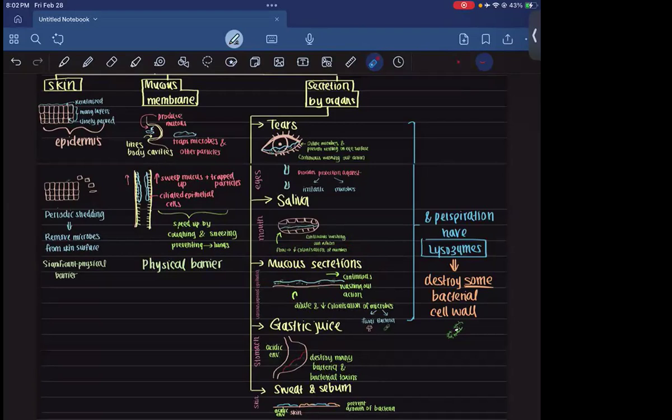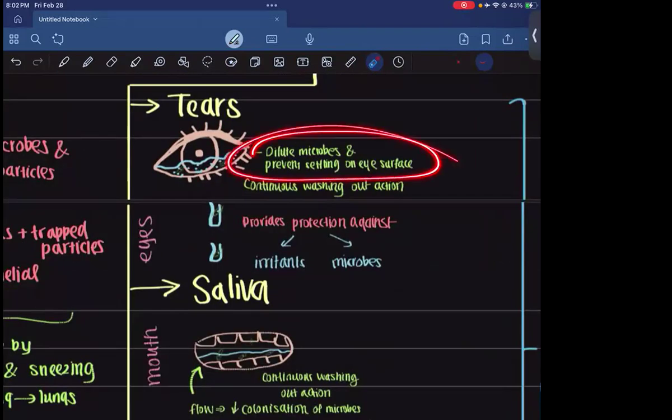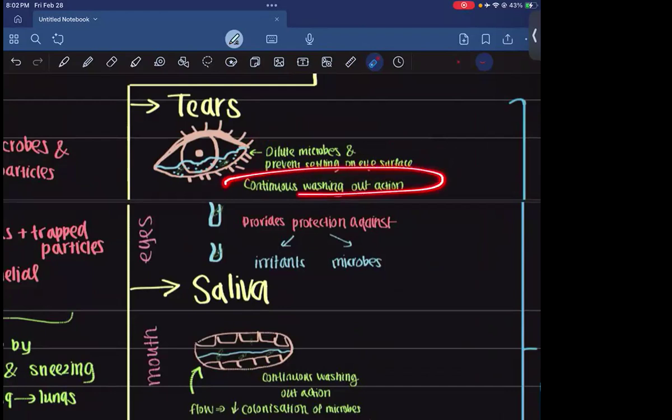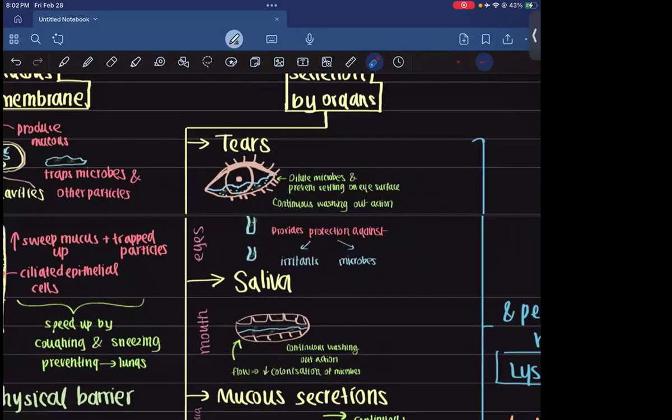So when you consider tears, they will be diluting the microorganisms, they will be preventing the microorganisms from settling on this eye surface, and there will be a continuous washing out action. Okay, so where is this present? This is present in your eyes. So what will it provide protection against? Irritants like dust particles and all. When dust particles enter your eyes also, you will be feeling teary, right? So this will be providing protection against irritants and microbes.